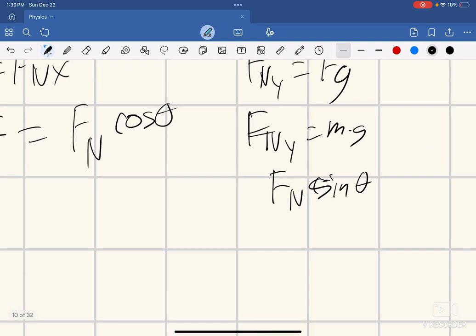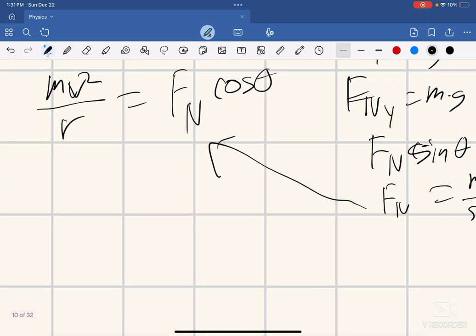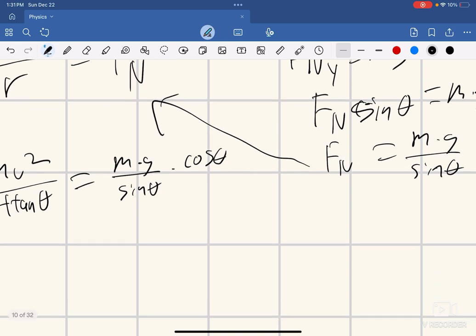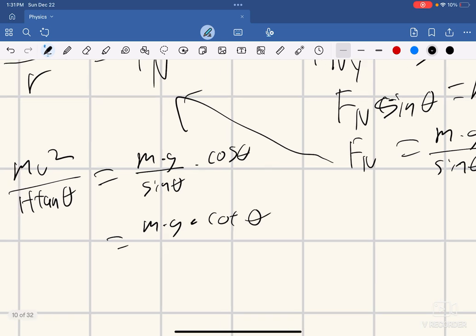Fn of y is equal to Fn sine theta, which is equal to mass times gravity. So we just want to isolate for Fn, which is m times g divided by sine theta. And we can just plug this back in here, and this gives us mv squared over r, and we'll solve for r. We already solved for r, right? We know it's h tan theta, which is equal to mass times gravity over sine theta times cosine theta. And what we know about cosine theta over sine theta is that it is cotangent, right? So we'll just do times cotangent theta.